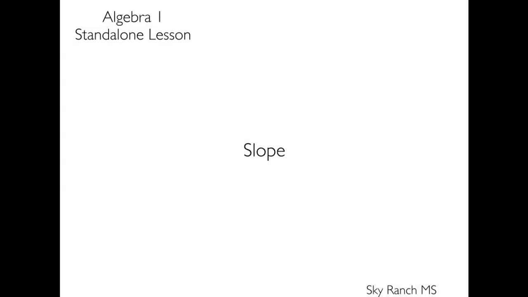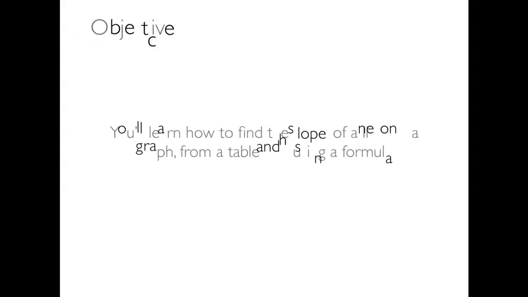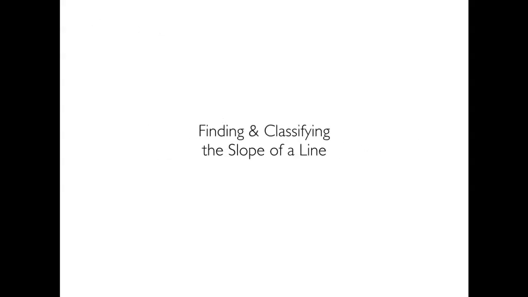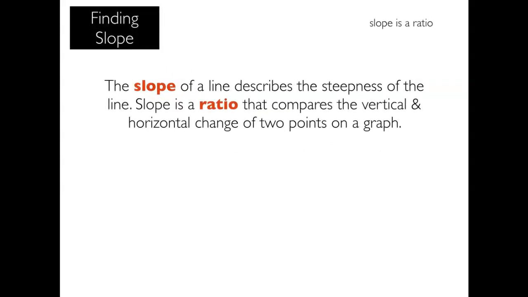All right, so before we get into slope-intercept form, we're going to review slope and interpret the different ways that it can be represented and found. In this lesson, you're going to learn how to find the slope of a line on a graph, from a table, and using a formula. Let's find and classify the slope of a line.